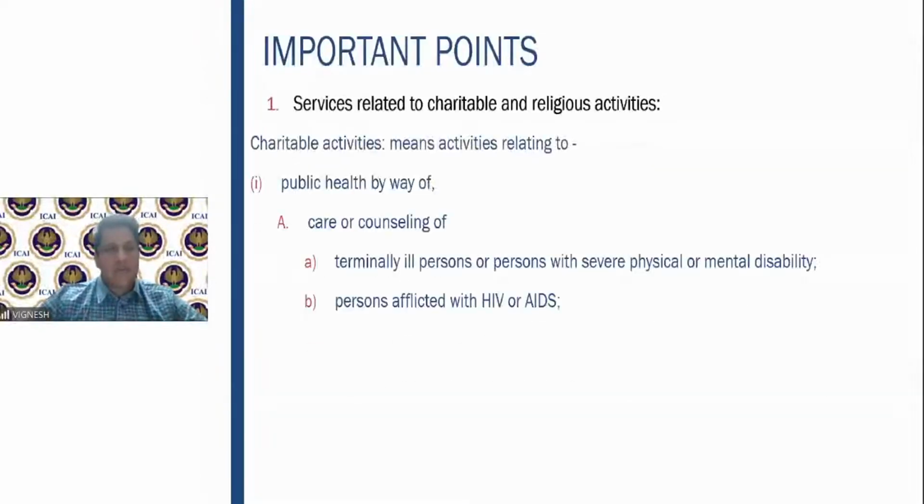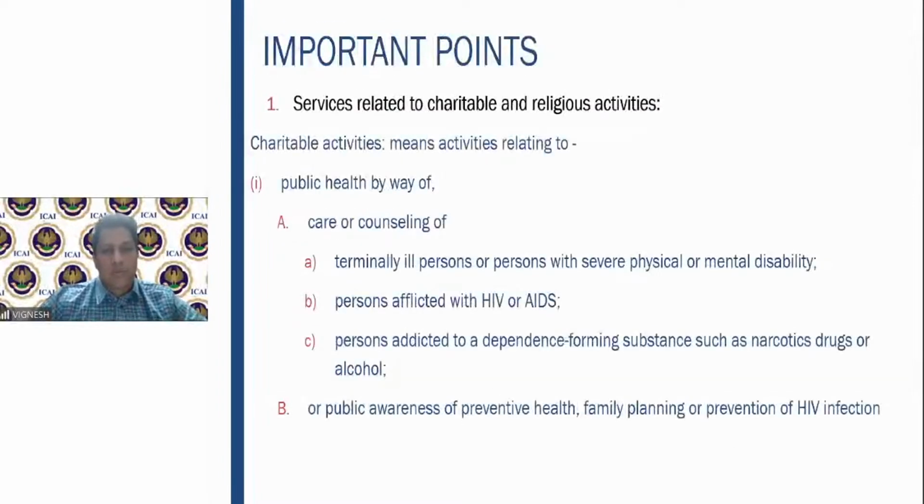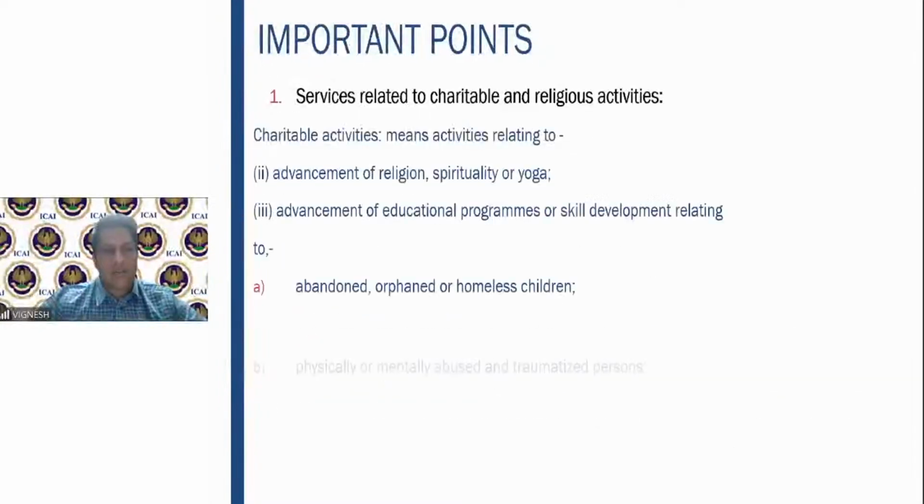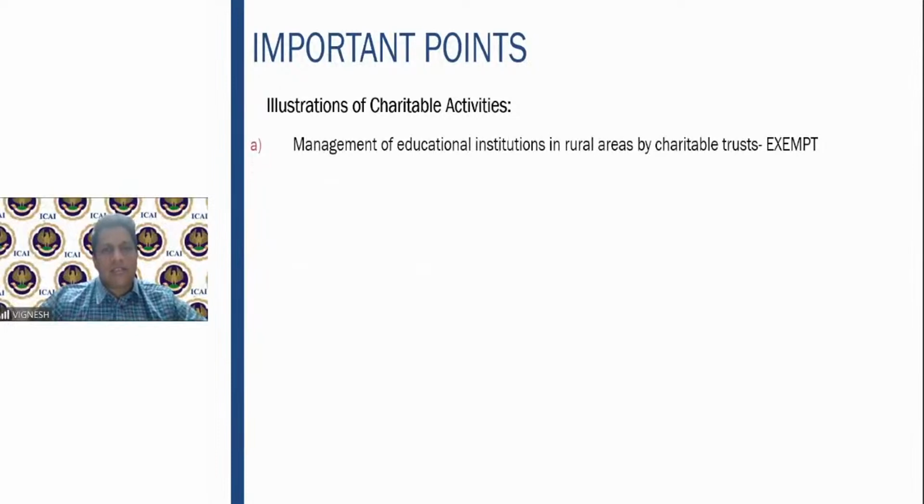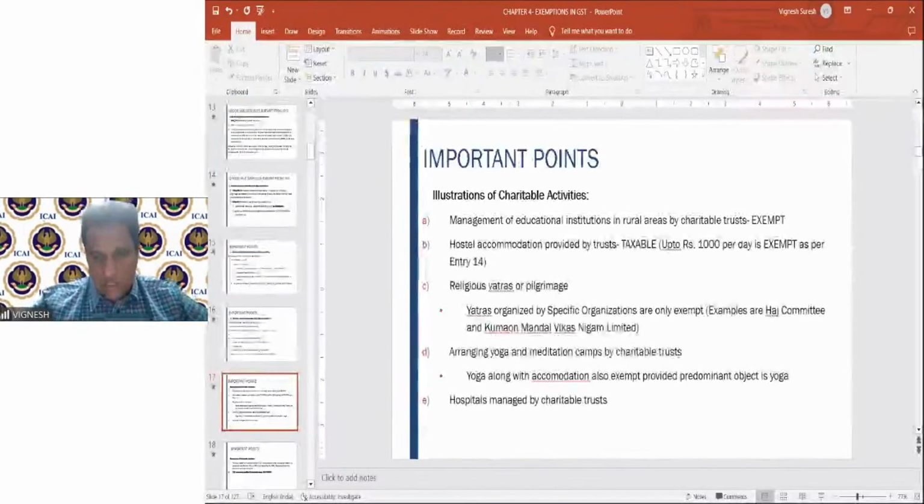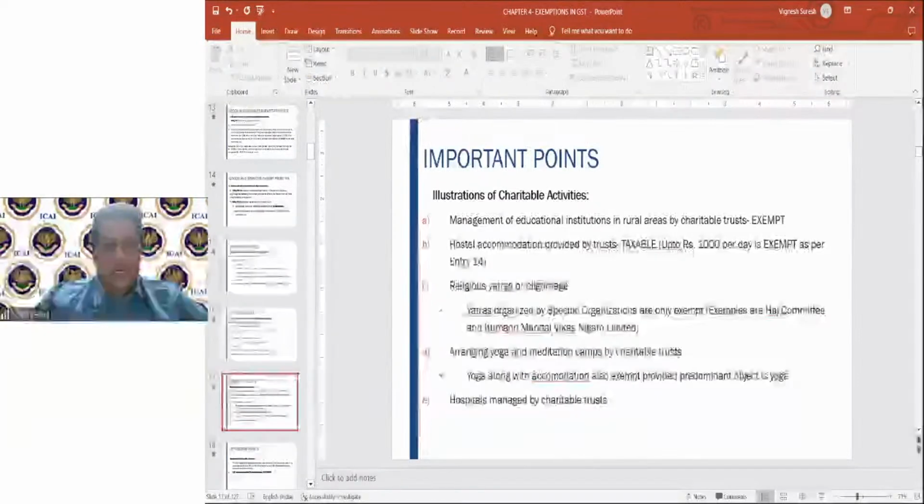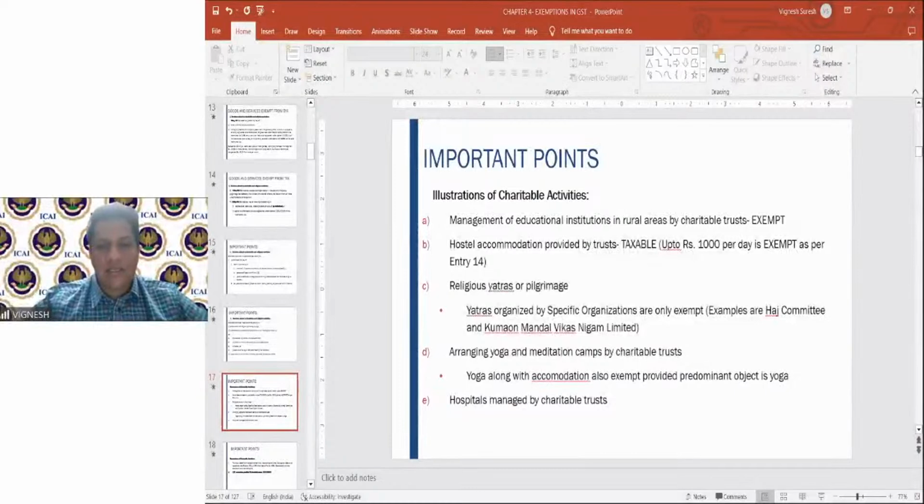Since we are discussing charitable activities, just go through the definition one more time: charitable care or counseling, public awareness, advancement of religion, all this we have seen. Now let us look at some examples of charitable activities. Management of educational institutions in rural areas by a charitable trust. A rural area is there, and in this the educational institution is being managed.